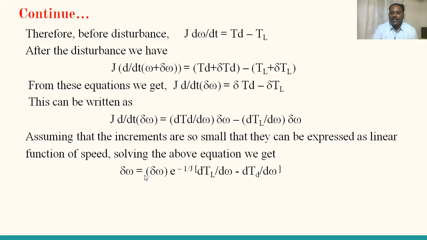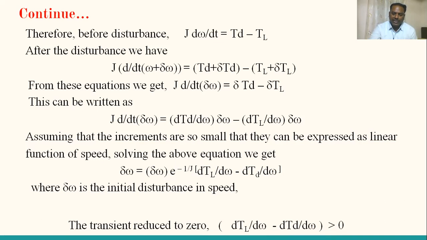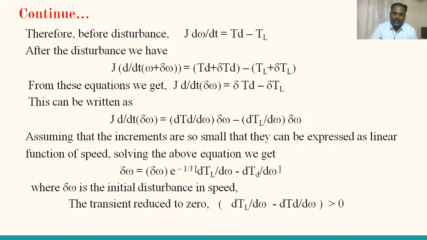So delta omega equals delta omega initial into e power minus 1 by J into (dTL by d omega minus dTD by d omega) times t, where delta omega initial is the initial disturbance in speed. This transient has to be reduced to 0. It is reduced to 0 when dTL by d omega minus dTD by d omega is greater than 0. Then the disturbance is neutralized. This is the nature of expressing steady state stability.